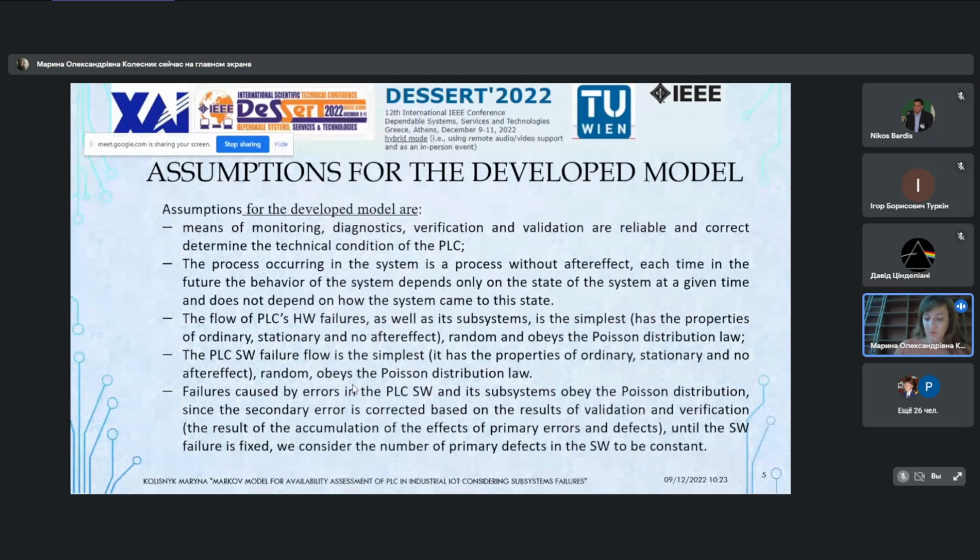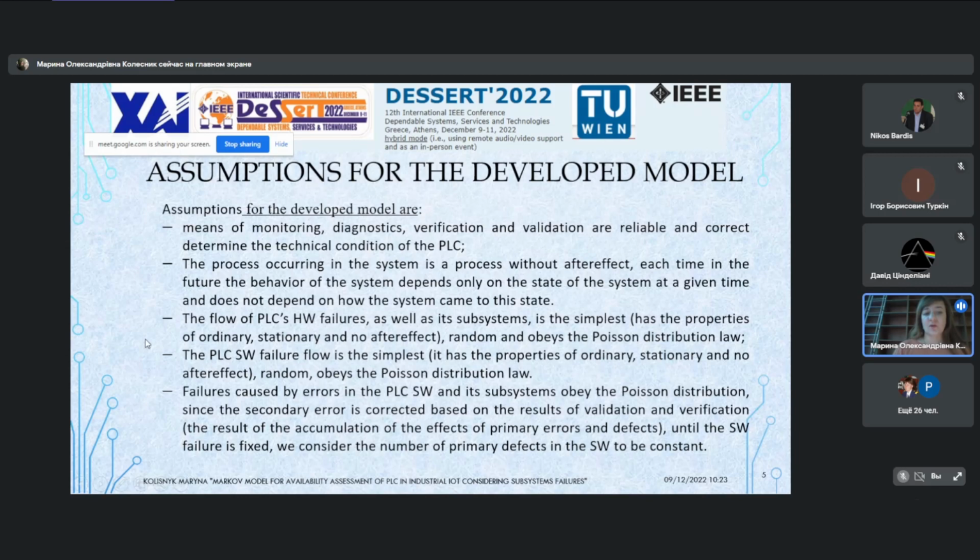Assumptions for the developed model you can see on the slide. Availability is an important property of PLC dependability. We chose the mathematical apparatus of Markov modeling to assess availability of PLC. The novelty of this research is the development of an availability model for its structural subsystems. The assumptions are that means of monitoring, diagnostics, verification, and validation are reliable and correct, and determine the technical condition of the PLC.